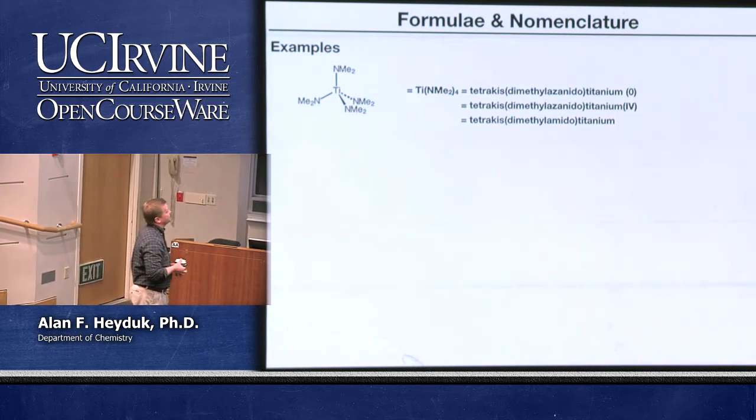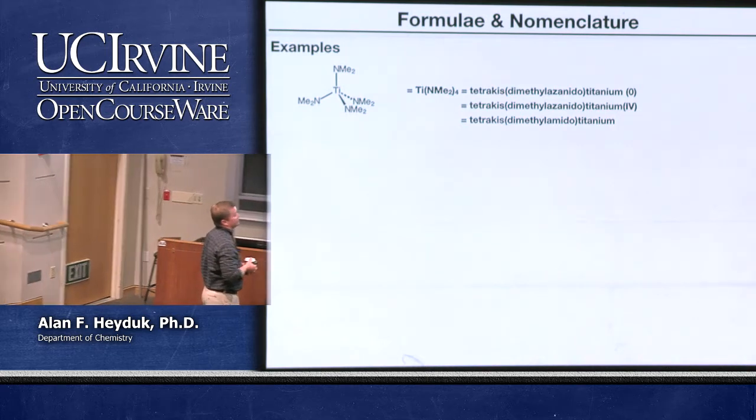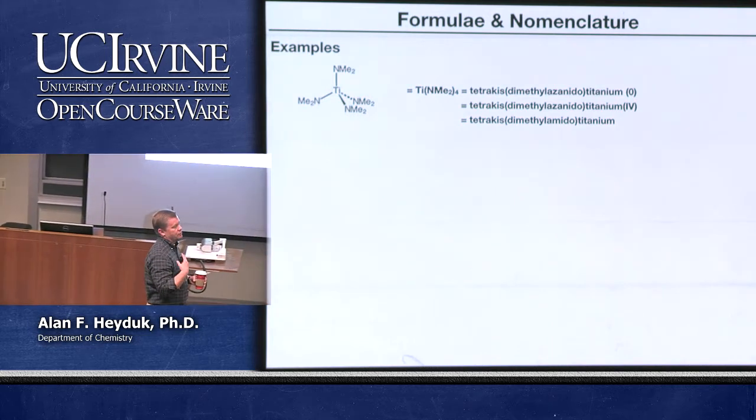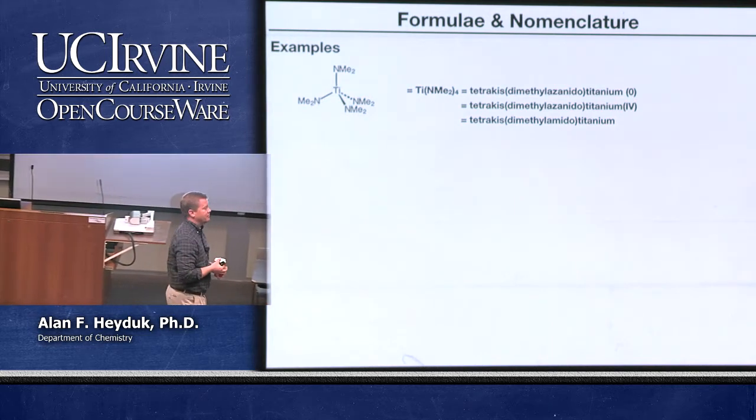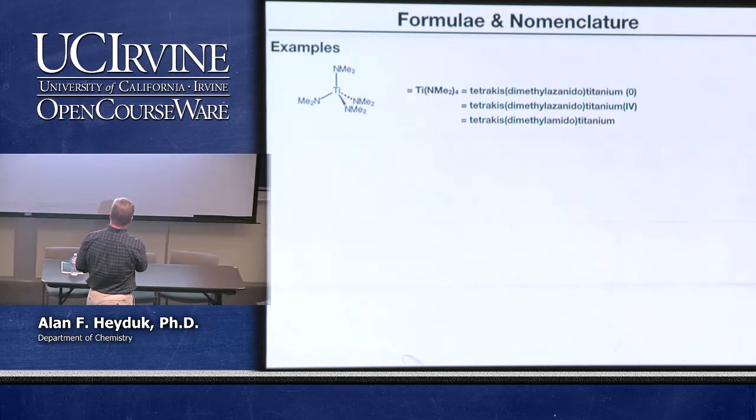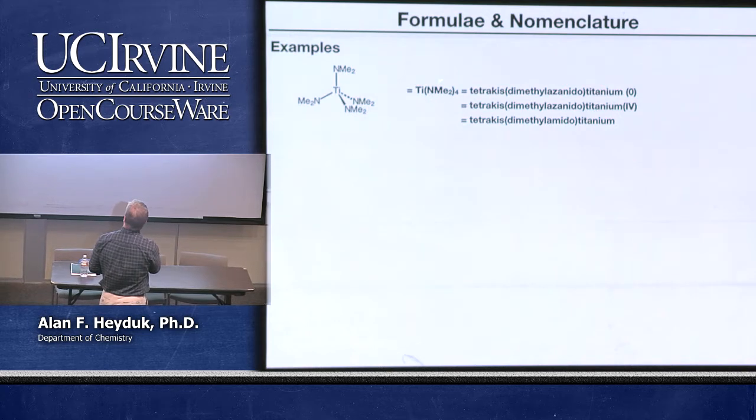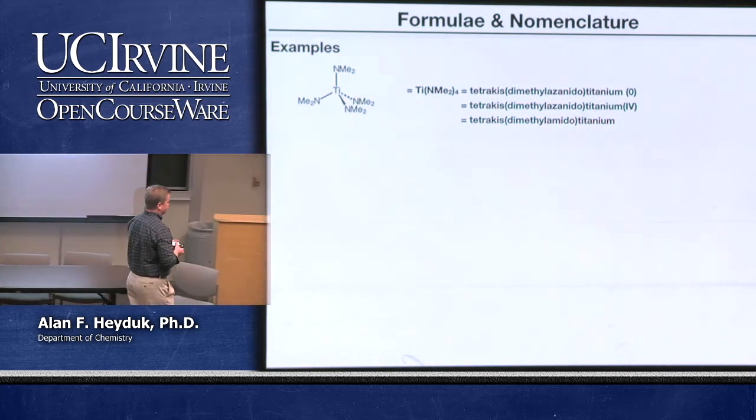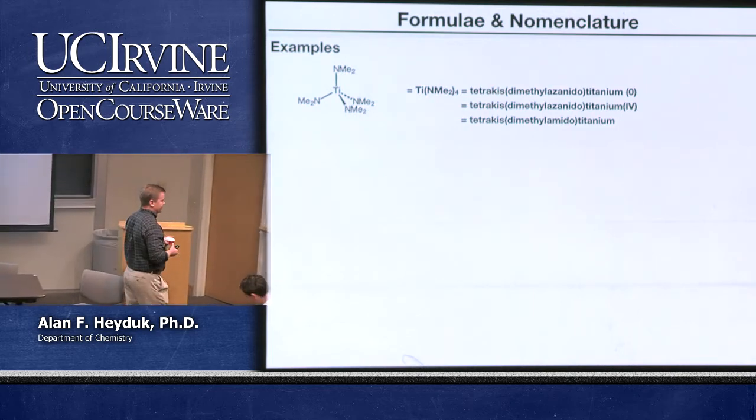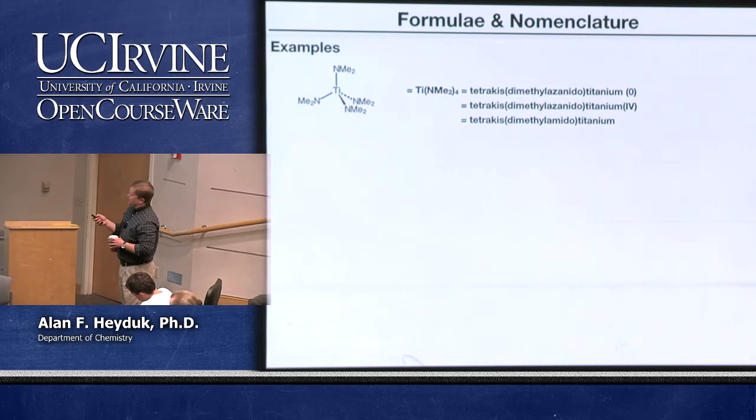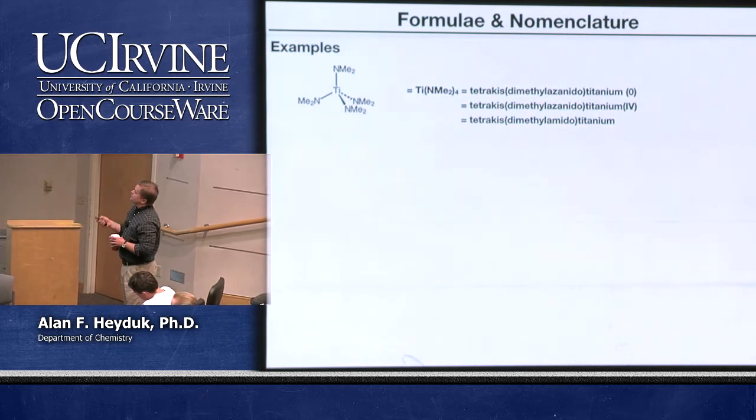Titanium with 4 dimethyl azonido ligands around it. So this is titanium in its terminal oxidation state, +4, which is the most common oxidation state for titanium. And so if we're going to write out the formula, we know that we put the metal first, and then in parentheses we're going to put the dimethyl azonido ligands because, you know, the parentheses tell us that these atoms are grouped together. For the name, we can use 2 different methods.